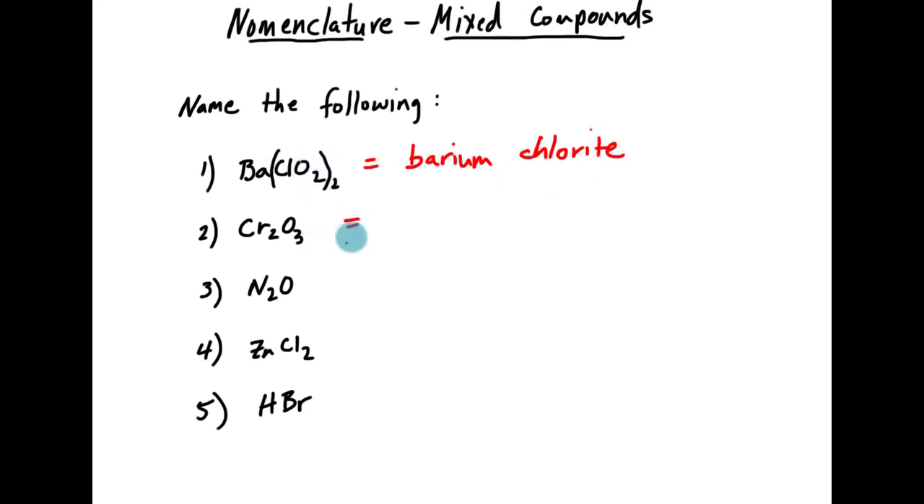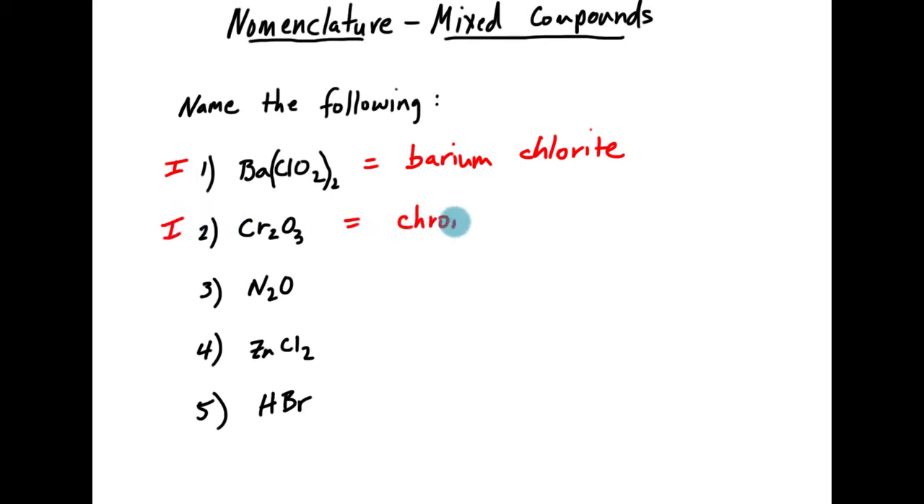Okay, next one we have is CrO3. Again, I'm looking for whether this is ionic or molecular. Acids you're going to treat separately. So chromium and oxygen. Chromium is a metal. Oxygen is a nonmetal. Therefore, this is ionic. So I have an ionic compound, and I'm going to use my rules for ionic.